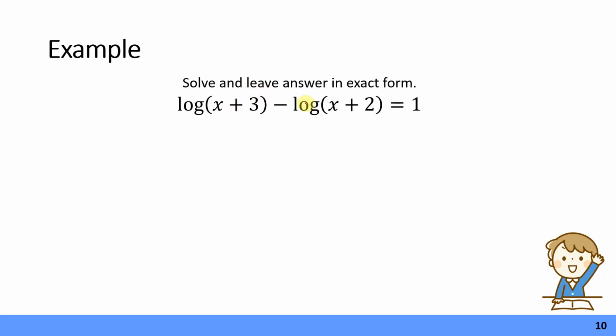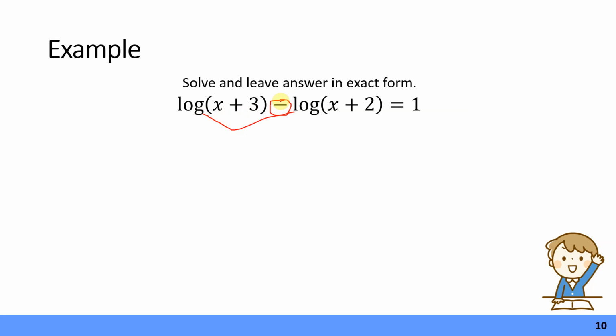Lucky for us, we know how to rewrite this. So we have 2 logs that have the same base. Of course, they don't have a base, but we know it's an invisible base of 10. Now, these 2 logs are being subtracted. So in order to have a single log, I'm going to combine both of these. Since this is a subtraction, I'm going to combine it into a division.